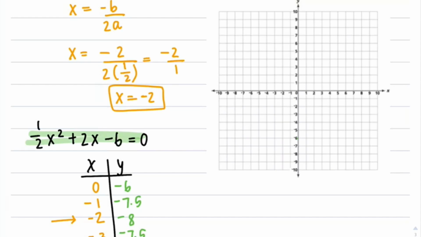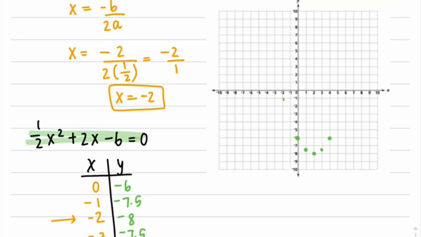All right, so this graph is going to look like 0, -6; 1, -7.5; 2, -8; 3, -7.5; and then 4, -6. So that's going to be right here. What's going to happen, you'll notice, is that you start to get this curved shape, something like this.